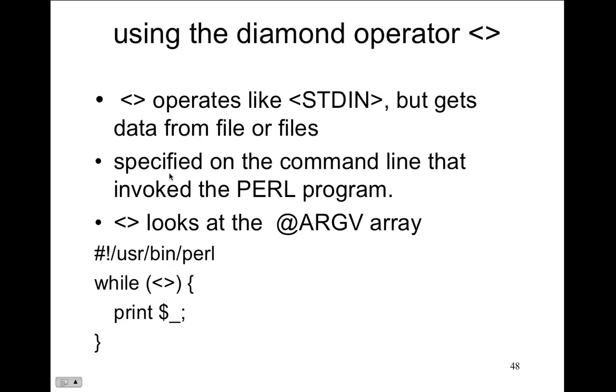So you may also get the impression at this point that Perl incorporates a lot of C shell script and C terminal prompt command line arguments and command line statements. It operates on the standard input, specifies the command line that invokes the Perl program. This one looks at the argument arrays. So here's a little script that says, while we have arguments, print out those arguments, which is what it's going to do.